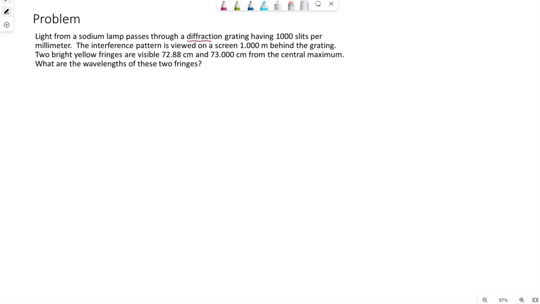So the problem tells us it's a diffraction grating having 1,000 slits per millimeter. This is in and of itself not d, because it doesn't have a unit of distance. It's telling us some number per distance, but we get d from this. There's 1 over 1,000 millimeters between each slit. We will want this in meters, so I'll do that conversion while I am at it.